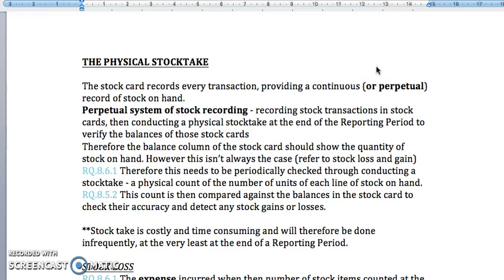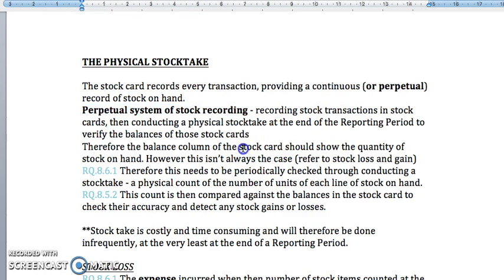Hello everyone, this video is about the physical stock take and the stock loss and stock gain that we record as a result of this. So first of all, we're talking about the stock cards recording every transaction. The idea is that this provides a continuous system for us. It's called the perpetual system of stock recording, where we have all the transactions that happen in the stock cards and then we conduct a stock take and verify the balances. So essentially perpetual is continuous, it's ongoing.